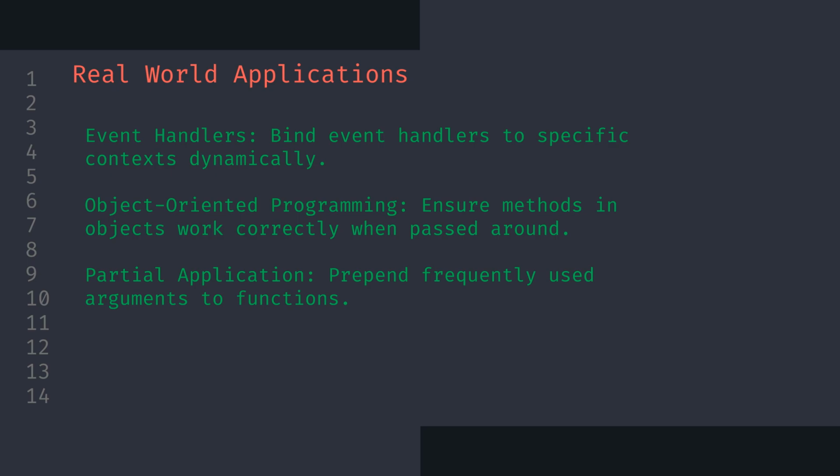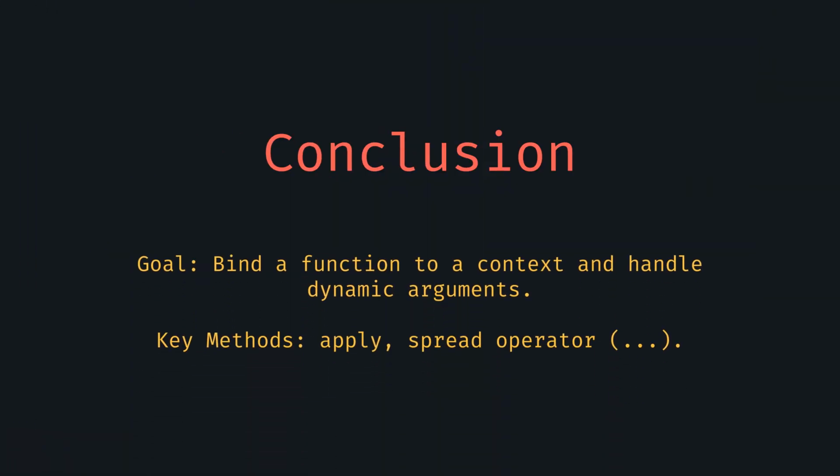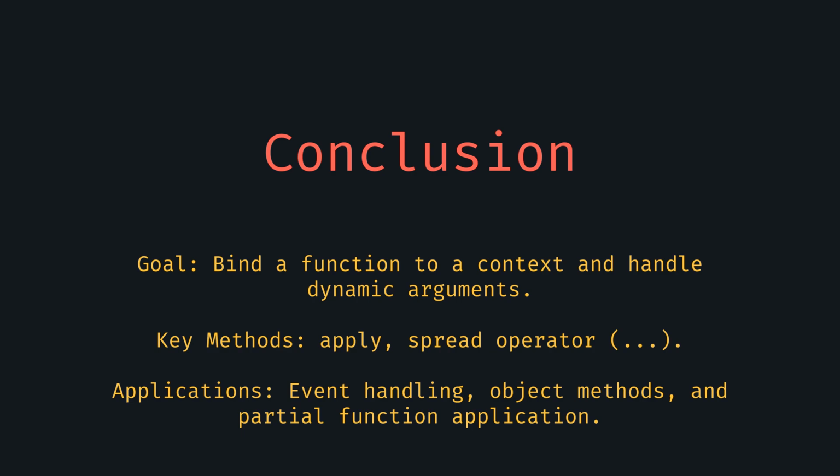This approach is invaluable in scenarios like event handling, object-oriented programming, and optimizing frequently called functions with predefined arguments. In summary, the bind function is a powerful utility for managing context and arguments in JavaScript. It simplifies dynamic execution in a range of programming scenarios.